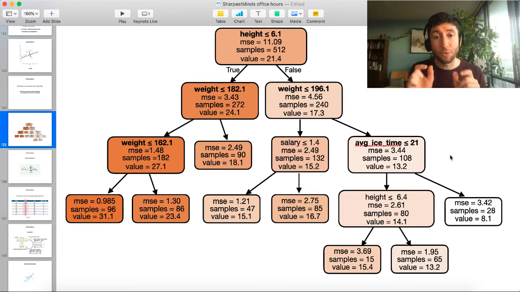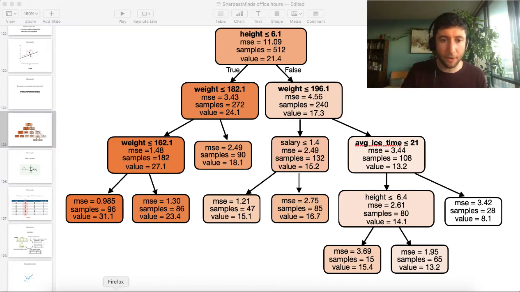But at the end of the day, you are constrained to just the number of leaf nodes that you've got. That's the number of different predictions that you're going to give out. So anyway, just a little counterintuitive thing there. Any questions about this stuff so far?